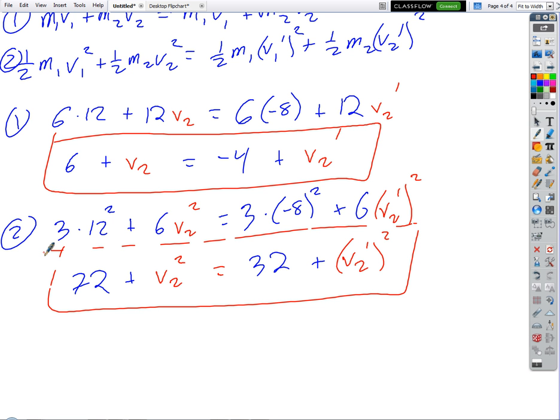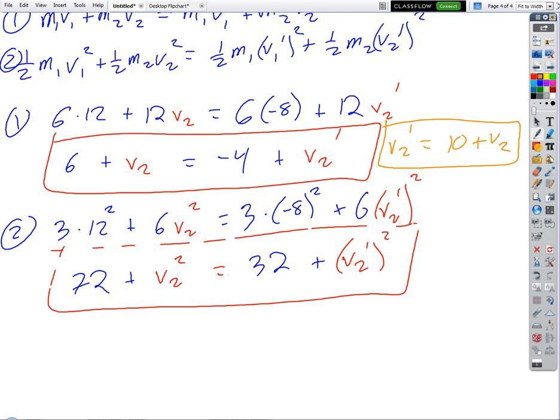How did that help us? Now we've got 2 equations and 2 unknowns. So how do we solve this? Substitution, right? We're going to isolate one variable in terms of the other one and substitute. So let's rewrite this first one up here. Let's solve for V2 prime. If I solve for V2 prime, don't I just get V2 prime equals 10 plus V2? So there's my substitution equation, right?